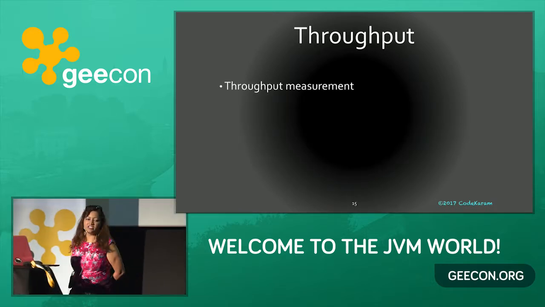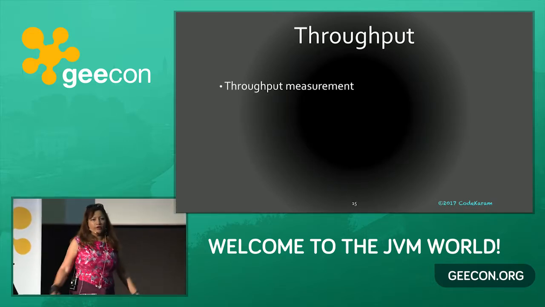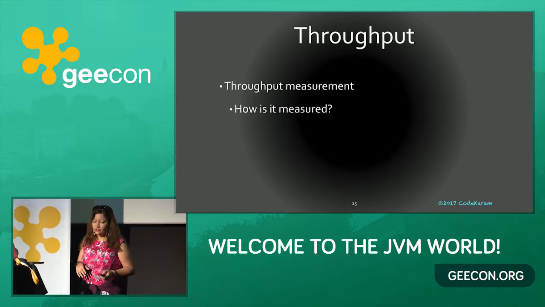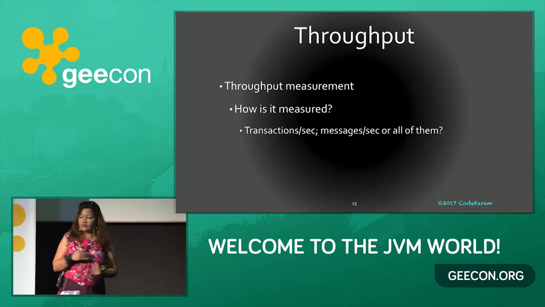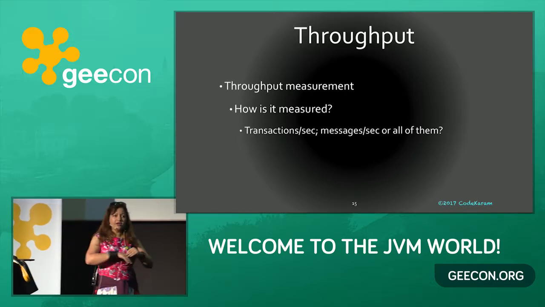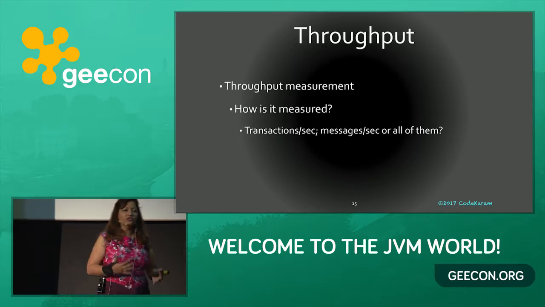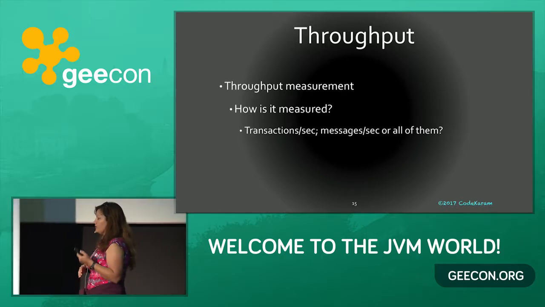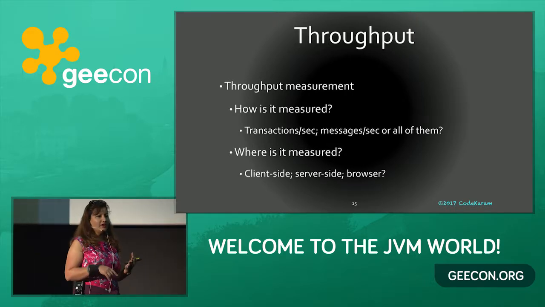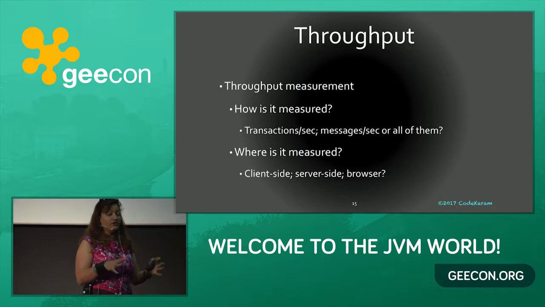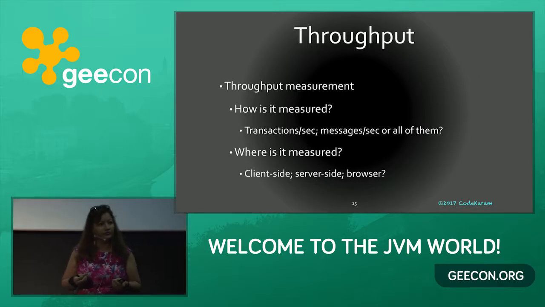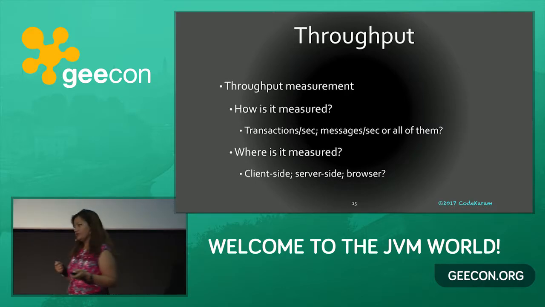The next aspect is measurement. Where is throughput measured, and how is it measured? First of all, how? Is it measured in transactions per second, messages per second, or all of them? Whatever measurement metrics you have, you need to know them all. Like I said, where is it measured? Client side, server side, browser, or again, everywhere. Whatever information you can get, whatever information you can tune, that's what a performance engineer needs to gather.